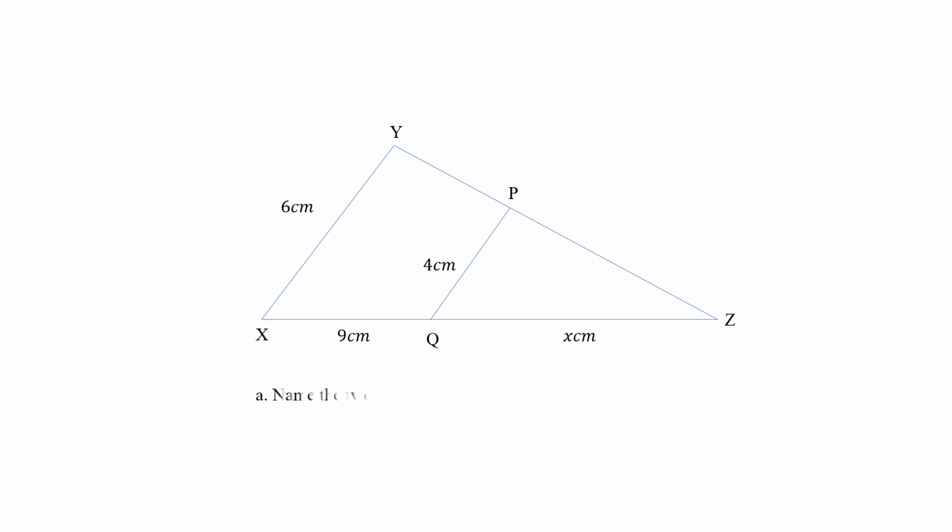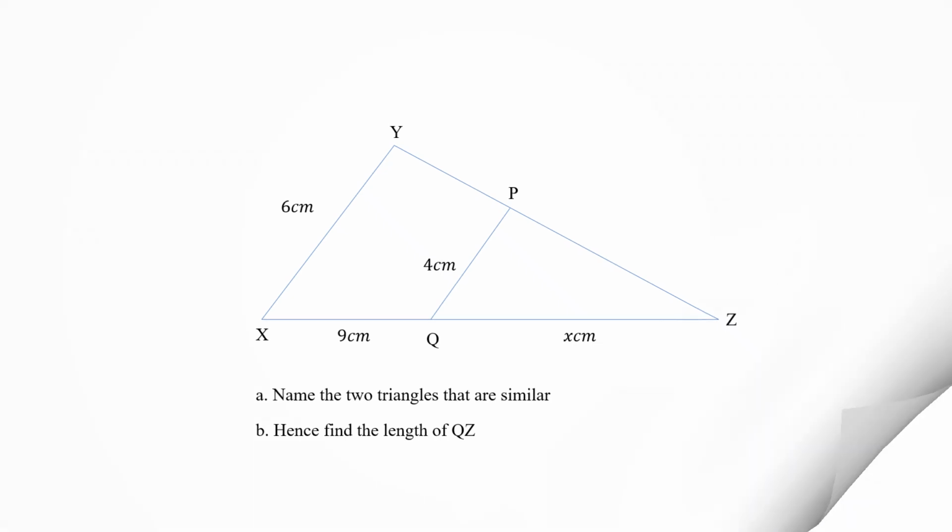So the question said, name the two triangles that are similar. That was the first part of the question, which is part A. And the next question, B, it said, hence, find the length of QZ. So which means they want you to find the length of the unknown, right?